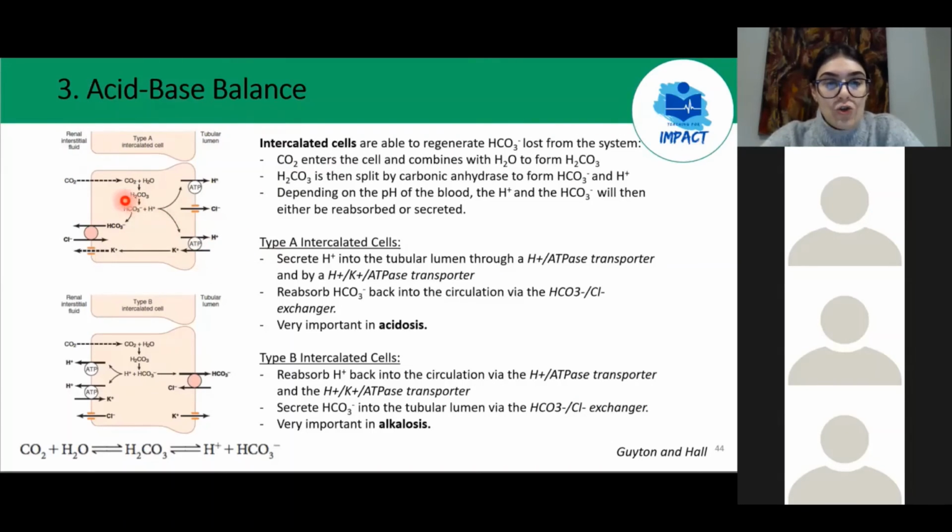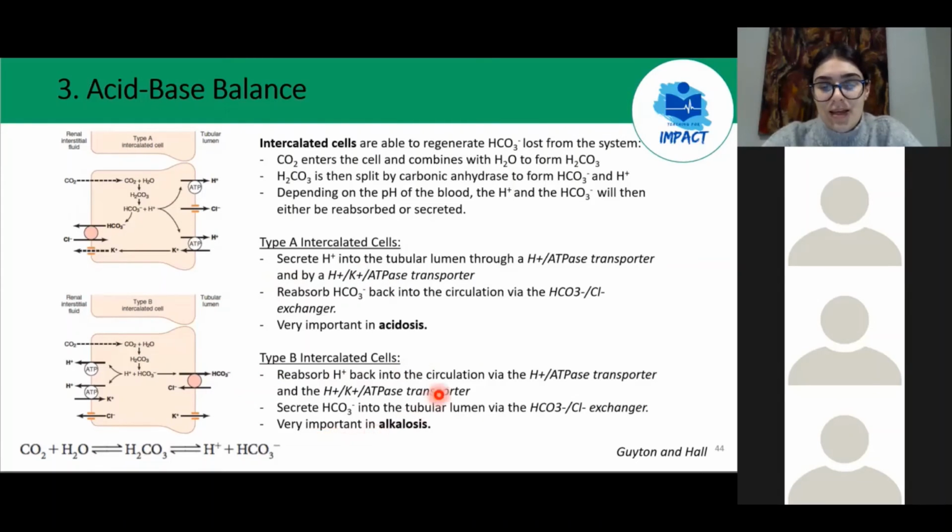And their purpose is to pump out all of those hydrogen ions into the tubules, that way we're getting rid of it, and to pump back in all of our bicarb that's being regenerated, which is really important when the body is acidotic. So we want to get rid of the acid and hang on to the base.